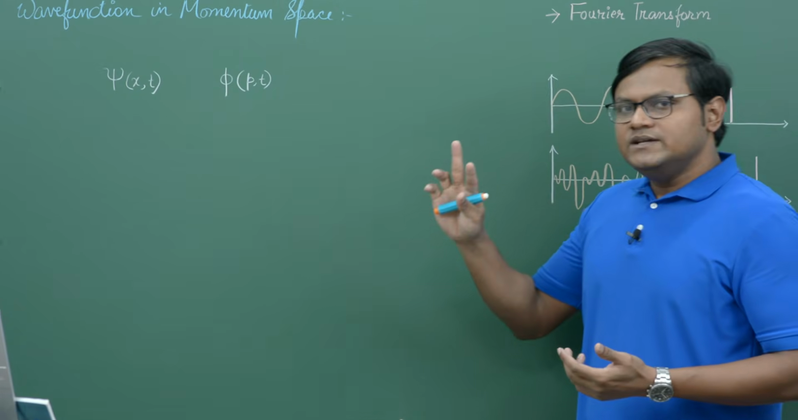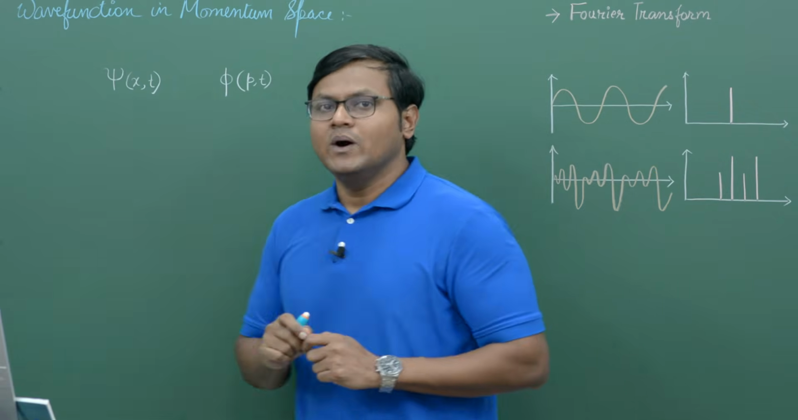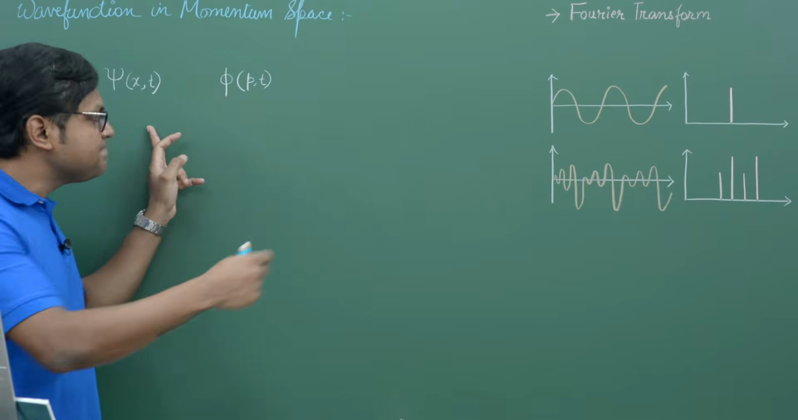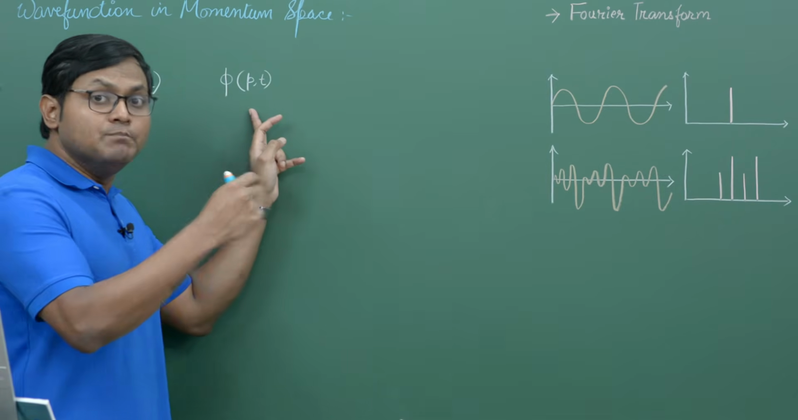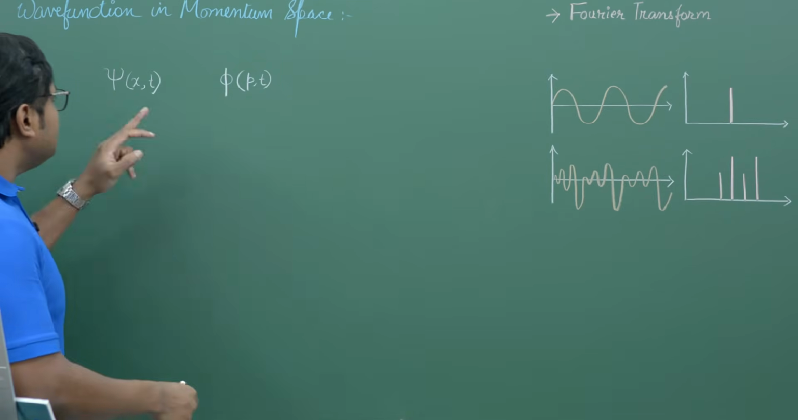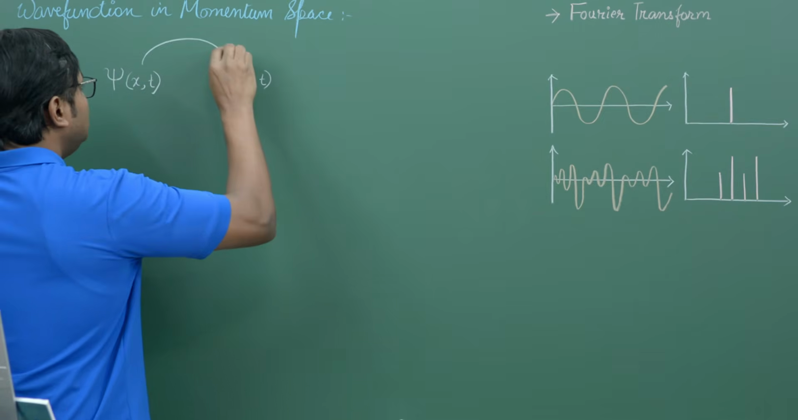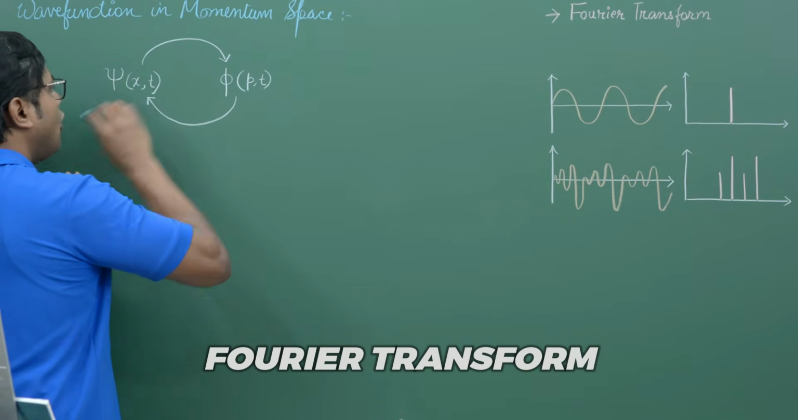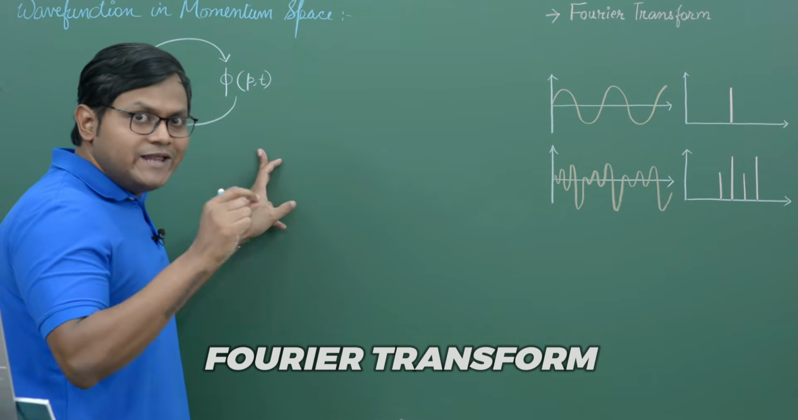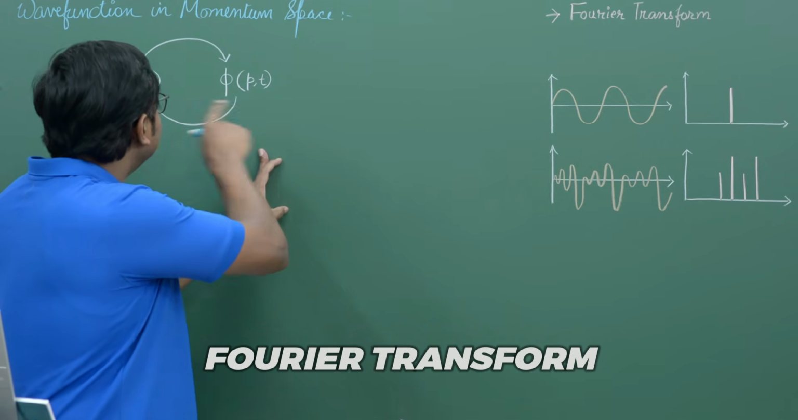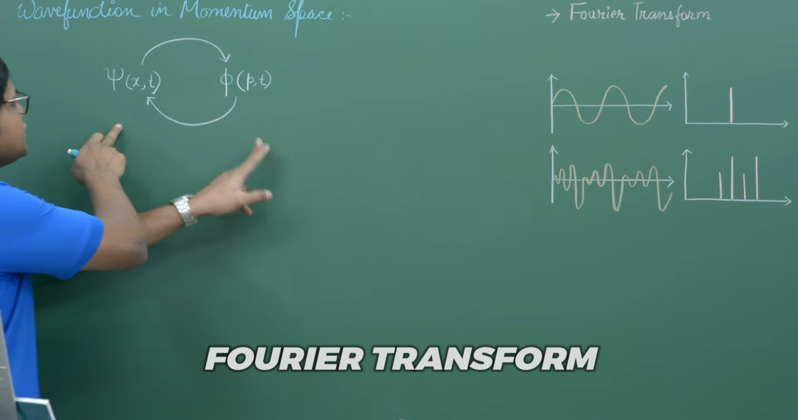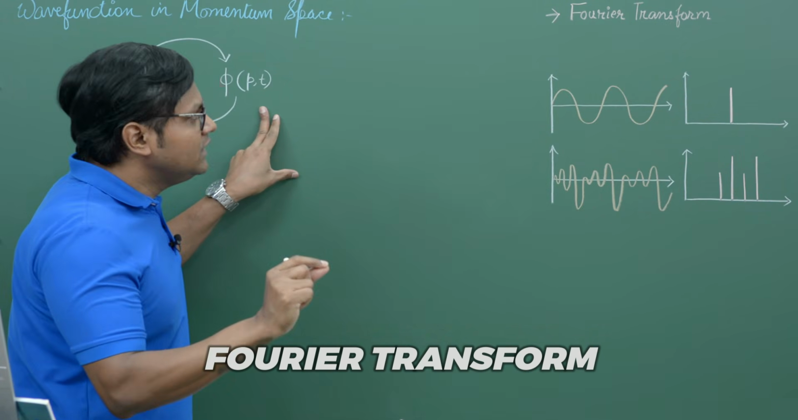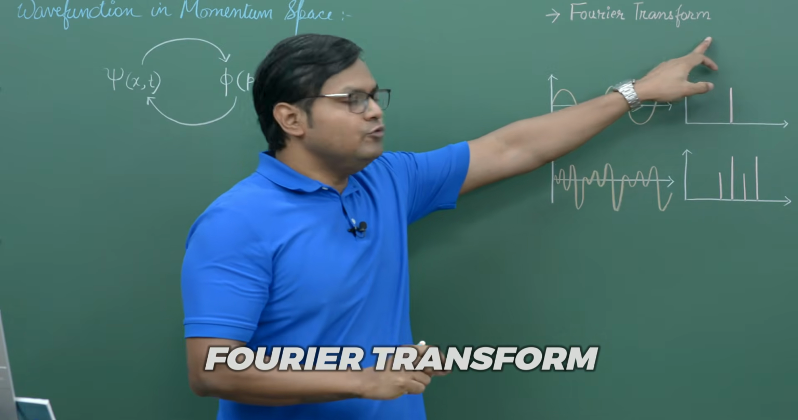Now, these two quantities are very interlinked to one another. The wave function in position space and the wave function in momentum space are very much interconnected. One is the Fourier transform of the other. So, to take the discussion forward in understanding the correlation between the wave function in position space and momentum space, first I want to spend a little bit of time trying to understand what is a Fourier transform.